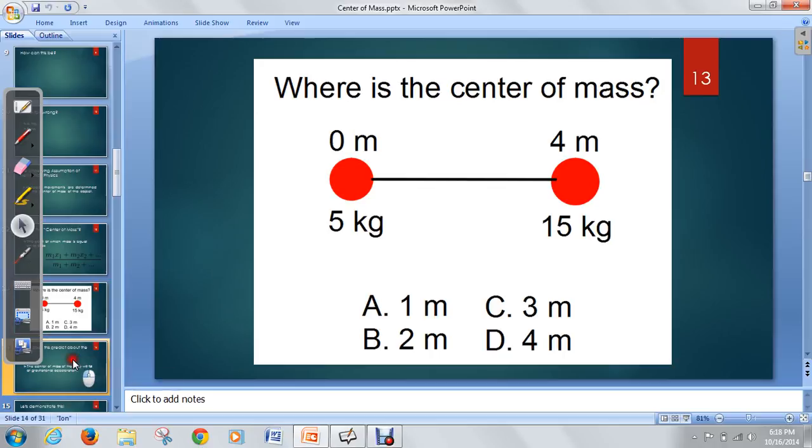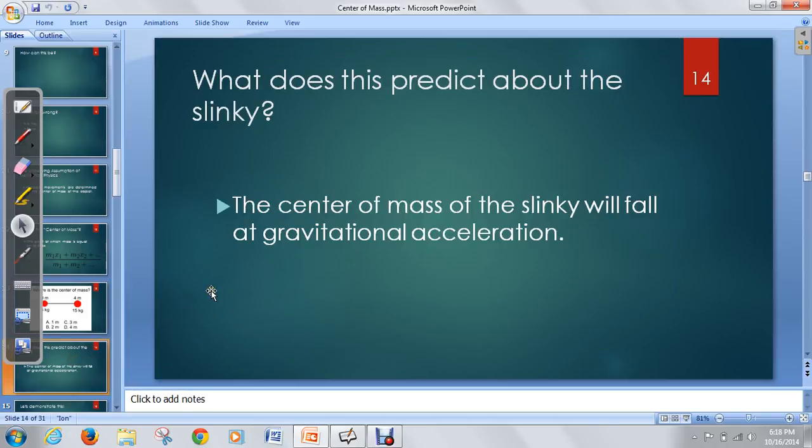So what does this predict about the slinky drop? That means that the center of mass of the slinky will fall at gravitational acceleration. That's what we would expect from Newtonian physics, right? In Newtonian physics, you drop the slinky or drop any object, it falls at the gravitational acceleration.